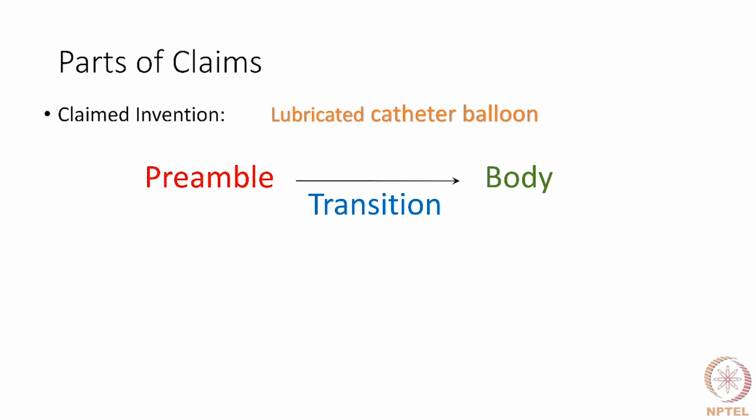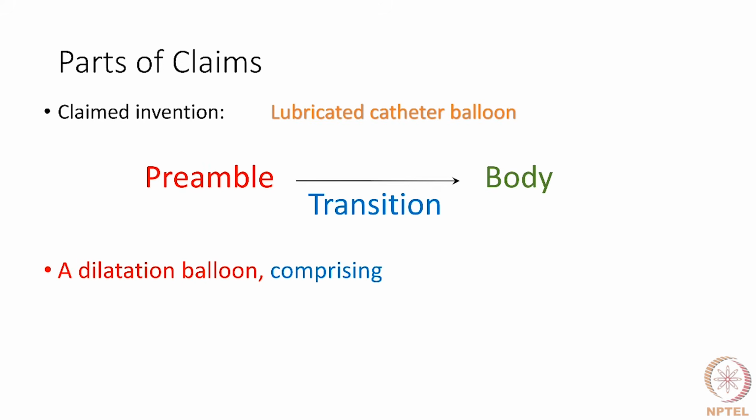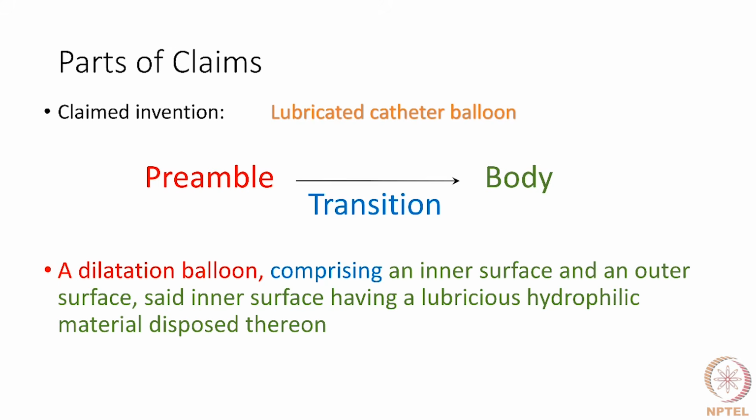Let's take this claimed invention, lubricated catheter balloon. A dilation balloon, which is the preamble, comprising, the transition, an inner surface and an outer surface, said inner surface having a lubricious hydrophilic material disposed thereon. Now what is highlighted in green is the body, and you can see that the body is connected to the preamble through the transition. The transition is a verb, and it's a verb of action: comprising.